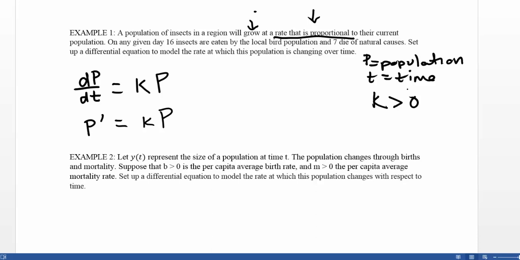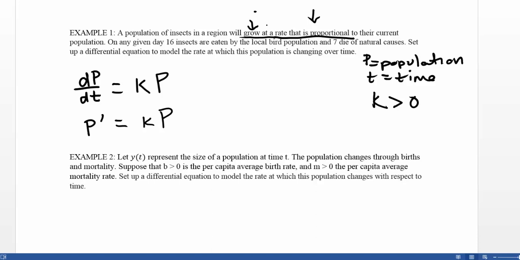So that K times P represents this first part of my example, right? The insects are growing at a rate proportional to their current population. So if the population was 100 insects and K was representing a growth of 20%, then K would be 0.2, P would be 100, and 20% of 100 is 20. So the rate of change is 20 insects over time.